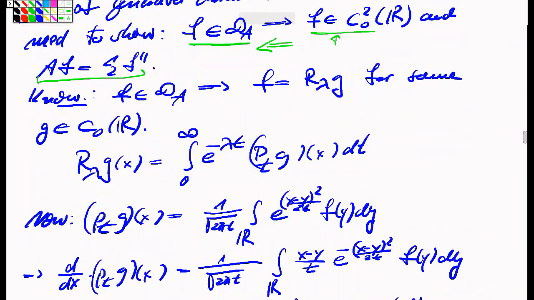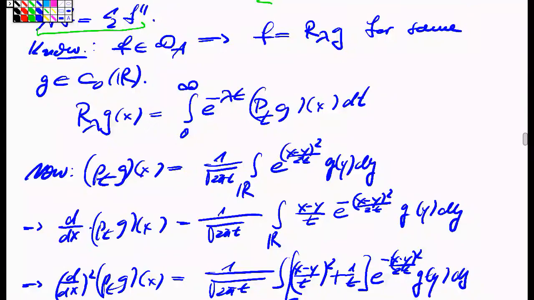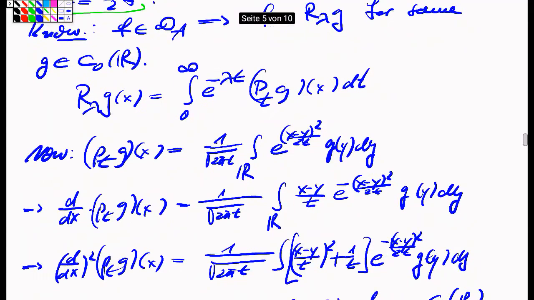Okay, now we want to show that if we have a function which is in the domain of the generator, then it must have this regularity property. And if we know that it has this regularity property, then we already know that the generator applied to this function is this second derivative times a factor.